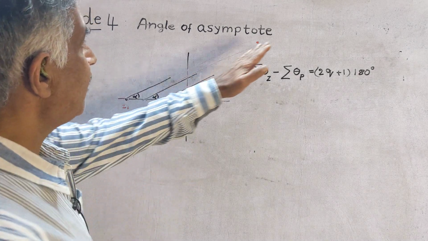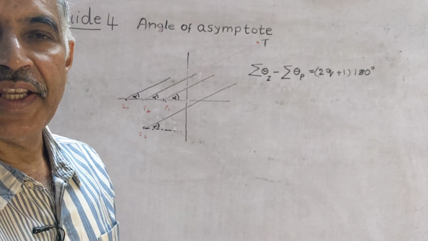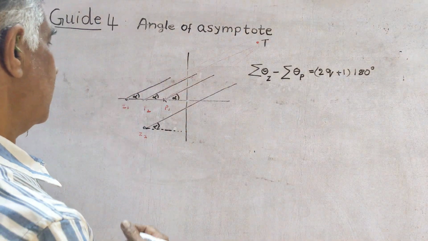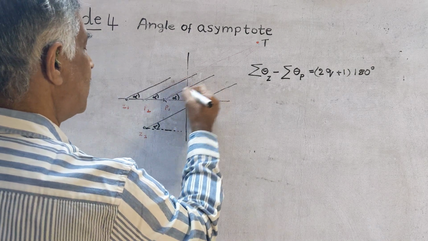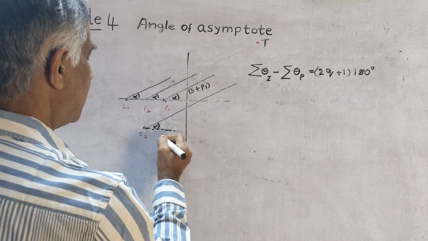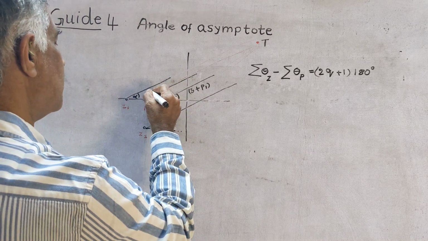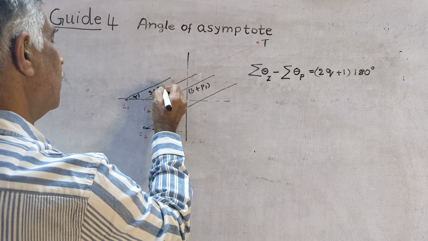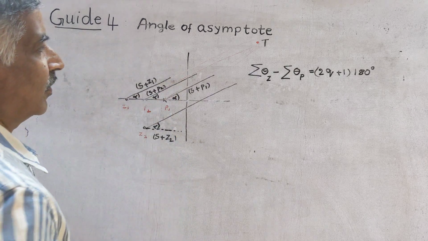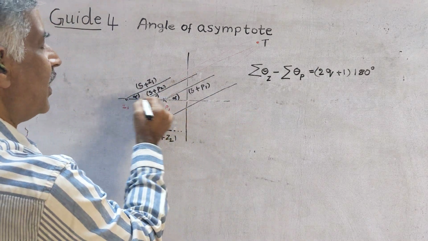Now, as the trial point is at a far off distance, these phases run parallel. What is this length? This length is s plus p1. This is s plus z2. This is s plus p2. This is s plus z1. Now, I am interested only in the angles.